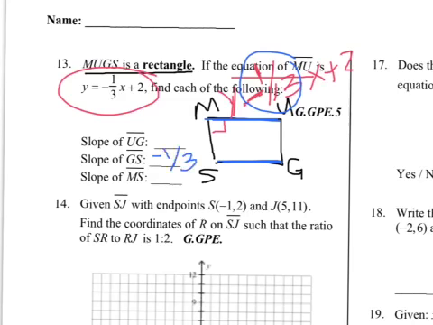Now the other side is UG, and MS are actually perpendicular to the original one. And when you want perpendicular, you want the opposite reciprocal slope. And the opposite of a negative is a positive, and the reciprocal of 1/3 is 3/1. So that would mean that the slope of UG is 3/1, and the same thing would be for MS.